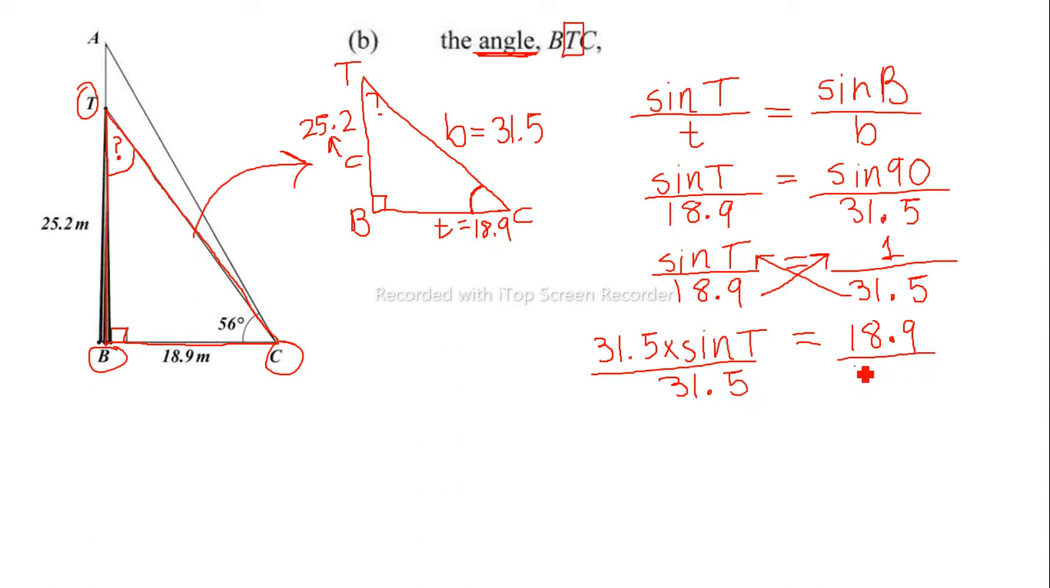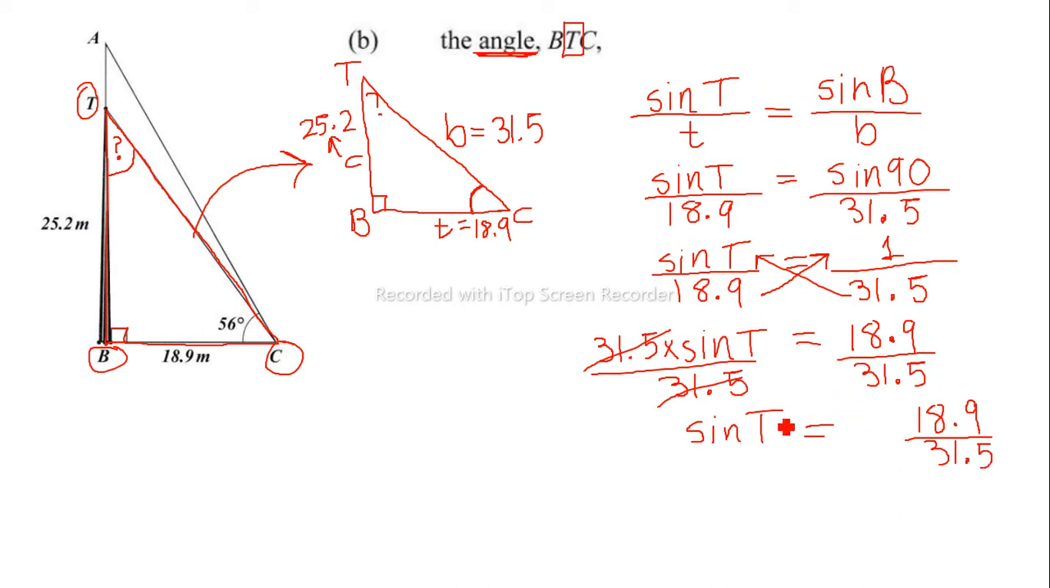So these two are going to cancel with each other, and we'll be left with sine of t, and it's going to be equal to 18.9 divided by 31.5.